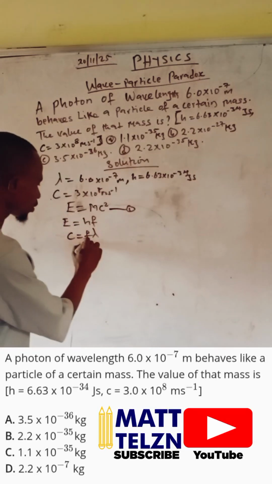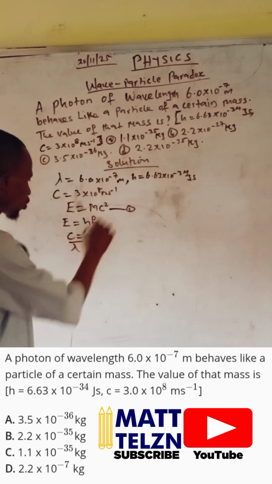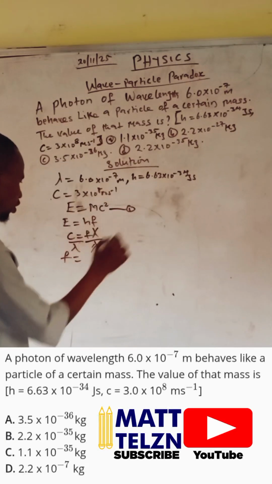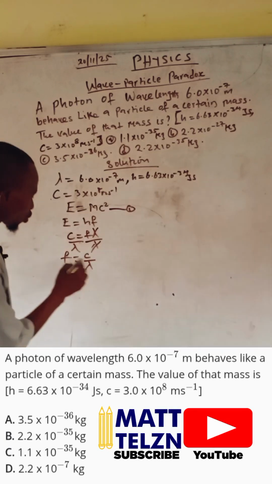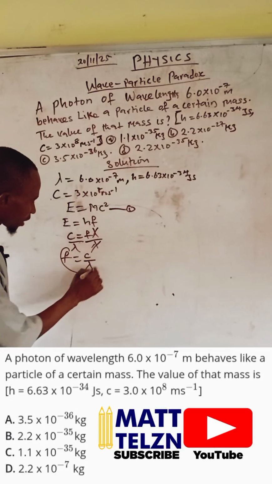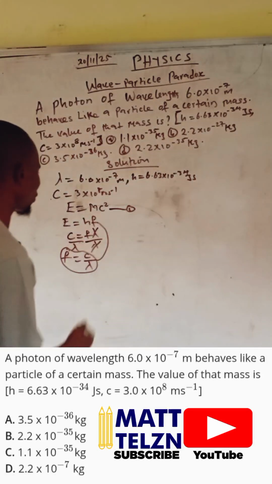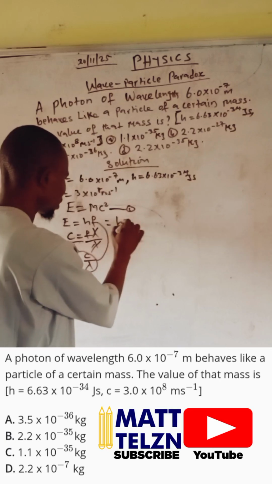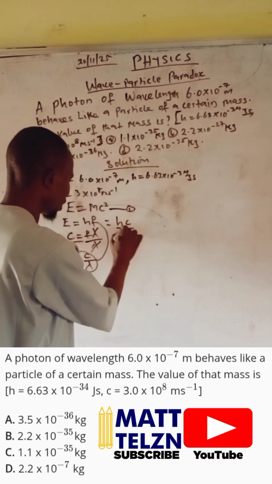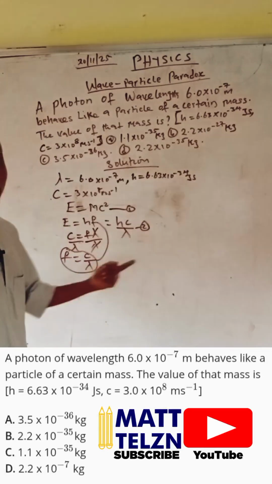Now if I make frequency the subject, I'll divide both sides by lambda. So my frequency is equal to what? c over lambda, right? Good. So if I carry everything here, I replace it with this f, what am I going to have? Here I'm going to have h times c over lambda. This is my equation 2, right?